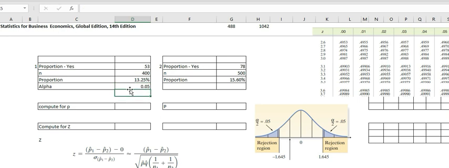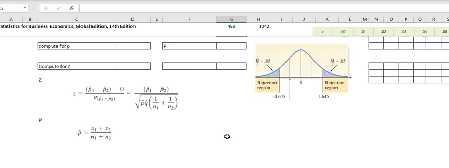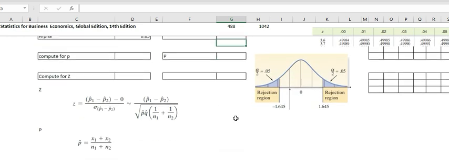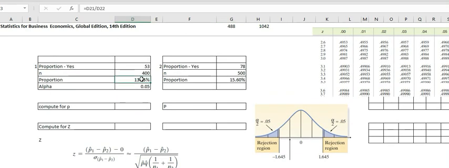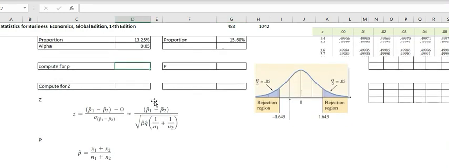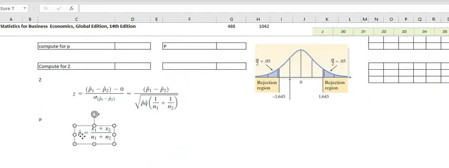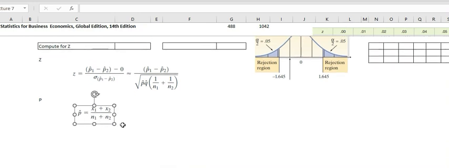So this is the proportion. We just take this one over this one, so we got 13%. The same here, and this will be the rejection region. Let's first compute the p, the total proportion. We have the proportion for group 1 and the proportion for group 2. Now we will compute the overall proportion, which is equal to x1 plus x2 over n1 plus n2.